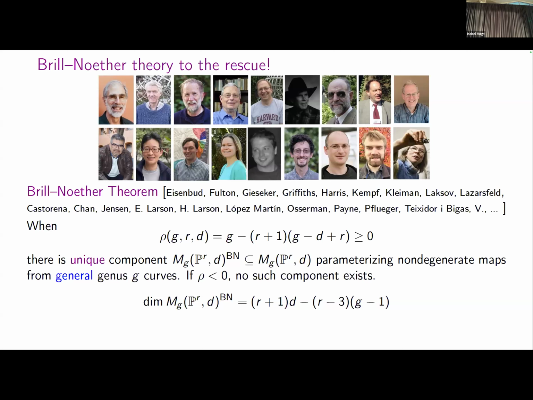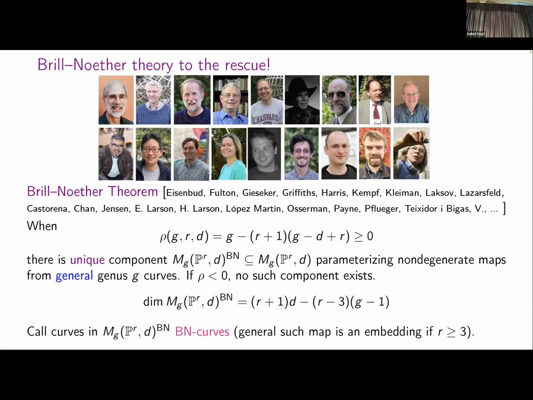Because now I have this natural sequence of components, the Brill-Noether components, I want to focus on the curves parameterized by these components. I'm going to call them Brill-Noether curves, or BN curves for short. It might look like I am abusing notation a little bit, right? The points in this are maps from curves to projective space. But I'm going to think of that as the same as the image, which is justified because a general such point is an embedding when r is at least 3. So I can really think about the map and the image as the same thing.